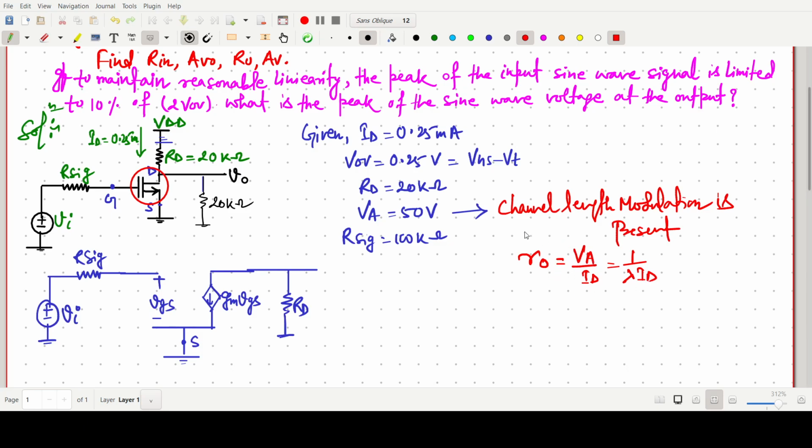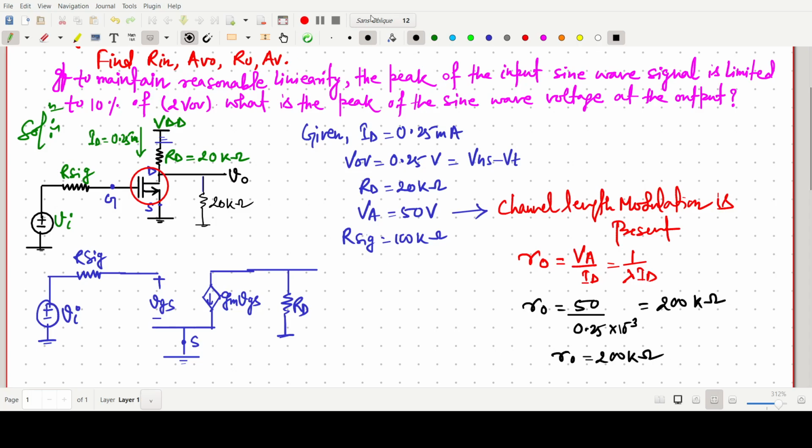So in the question, VA is given, ID is given. So very simply we can write r naught value will be, VA is how much? 50. So 50 by 0.25 milliampere, means 10 to the power minus 3. So if we solve 50 divided by 0.25, it should be around 200 kilo ohm. Okay, so this one is the r naught value. r naught value is finally we have calculated 200 kilo ohm.